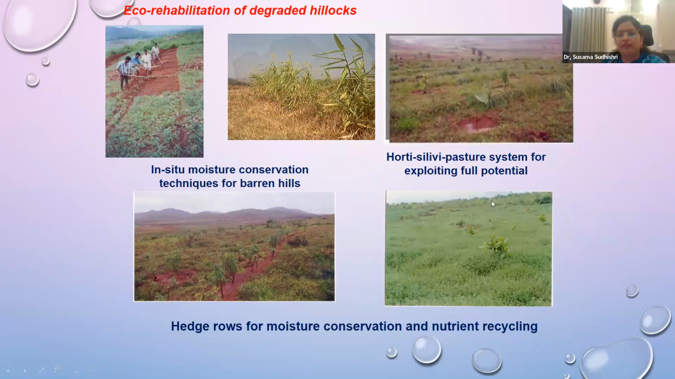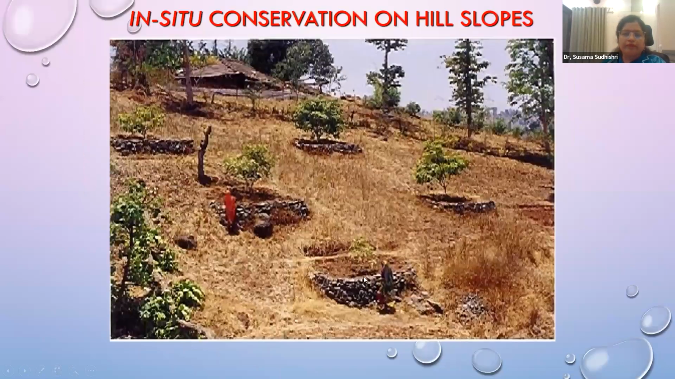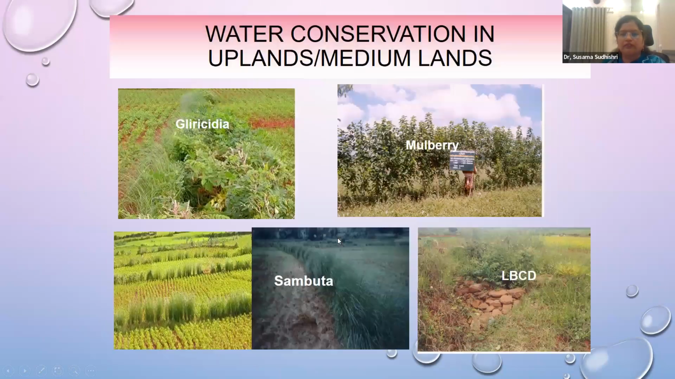Like this, there are different in-situ water conservation practices we can do with agroforestry systems, horti-silvipasture, hortipasture or horti-agri, whatever the land capability allows in this area. So this is from the northeast. These are the different in-situ water conservation practices that can be done.